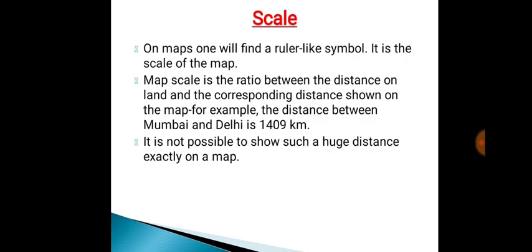Now another element is scale. What is the scale? On maps, one will find a ruler-like symbol. It is the scale of the map. Map scale is the ratio between the distance on land and the corresponding distance shown on the map. For example, the distance between Mumbai and Delhi is 1409 km. It is not possible to show such a huge distance exactly on a map. So scale helps us to find the distance from one place to another place.